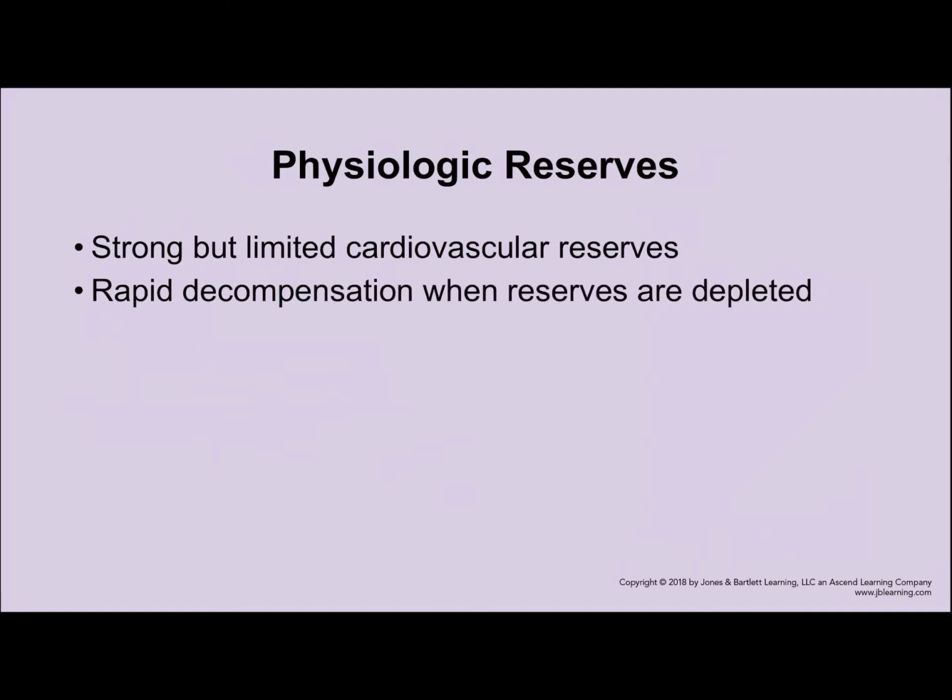Now, this blood volume is subject to cardiovascular and physiologic reserves. And so we have some reserve capacity. Children have less so than adults. And so that is why children are more prone to rapid decompensation, because they have less reserve than adults in terms of their physiologic reserve.